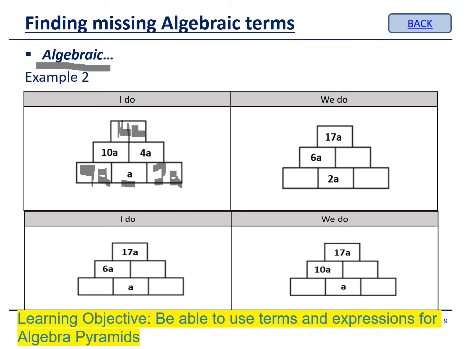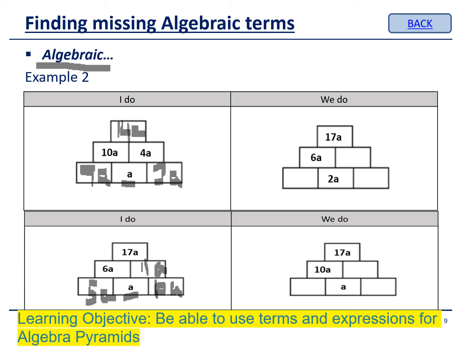And then we've got some more terms underneath in this one to do. So, how do we get to 17 from 6a? Well, that's going to be 11a. And then 11a, I've got a at the bottom again. So that's just going to be 10a to the right to get to 11a. And to get to 6a is going to be 5a to the left.